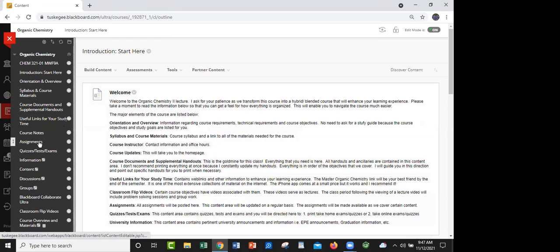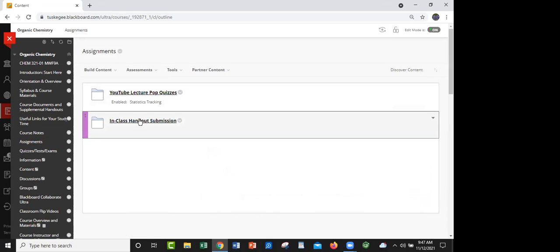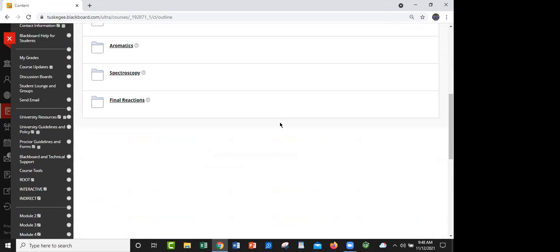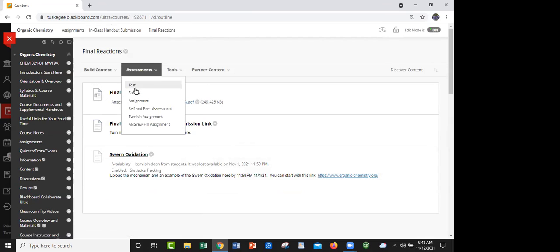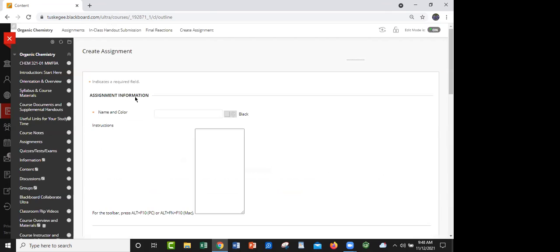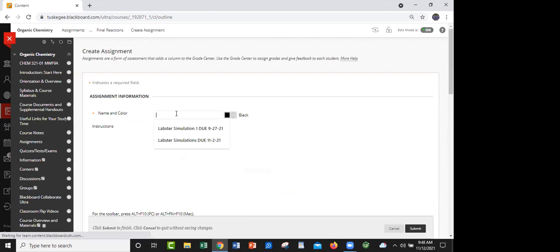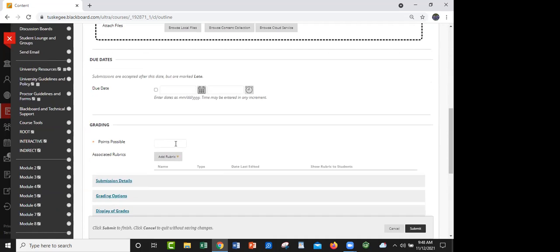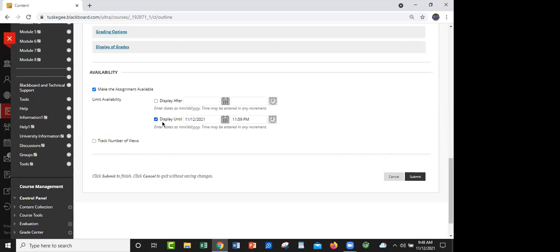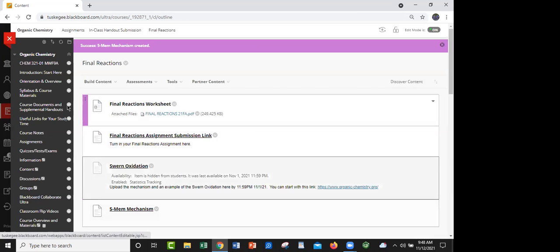So all the handouts are here, right? Right here, let me go ahead and make this link. I had a swearing oxidation extra credit. That's done already though, but I'm going to make this assignment for this mechanism to make this 5-member ring. It's a 10 bonus point question and displays until 12. Yep. Perfect. All right, let me see about this.